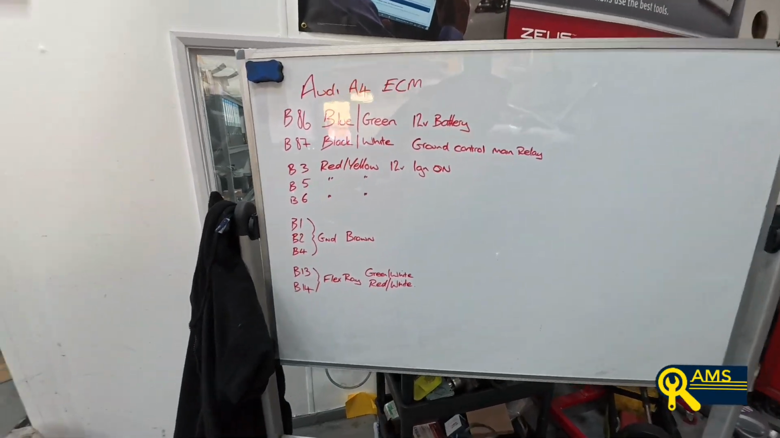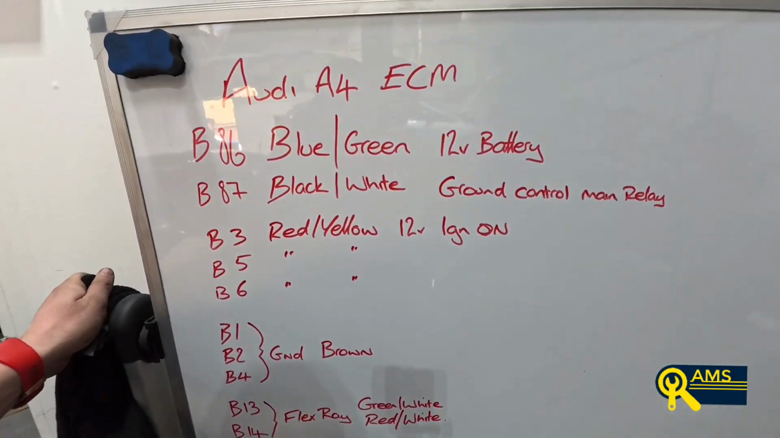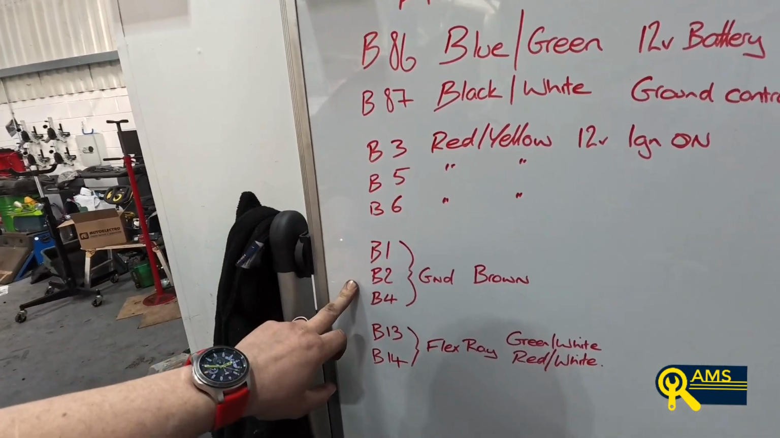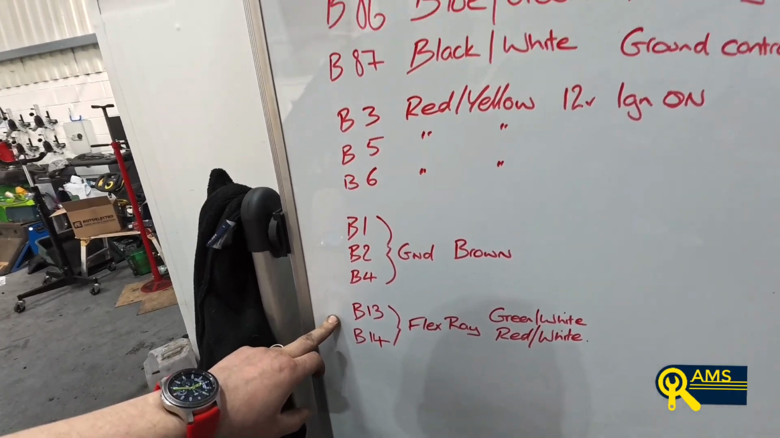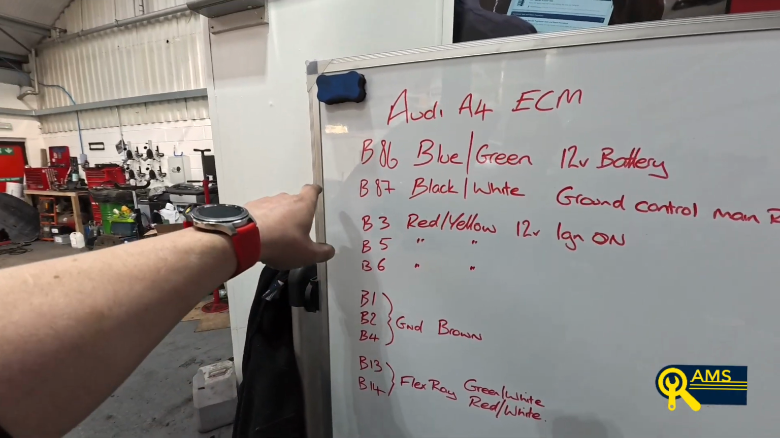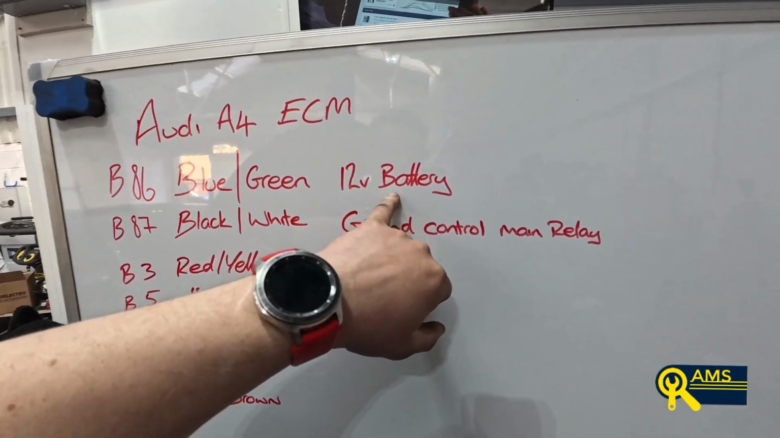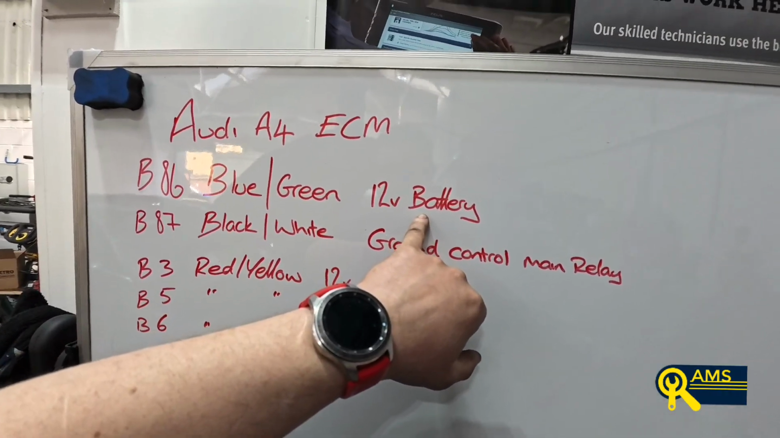So if we look at our list on here, I've written down basically the pin output, the pin numbers on the ECU, so they're all on plug B that we need, and what does what. So pin 86, for example, is a blue and green wire. It should have 12 volts directly from the battery, should be powered all the time.